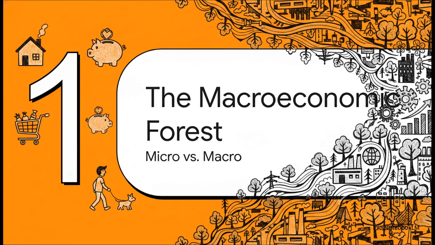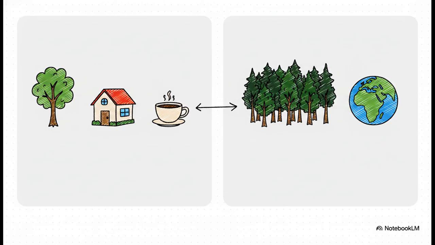Part 1, the macroeconomic forest. To really wrap our heads around this, we've got to completely shift our perspective from our individual day-to-day lives to the massive aggregate whole. Think of it this way. If microeconomics is the study of the individual trees, macroeconomics is the study of the entire forest. In micro, we're zooming in on a single household, a specific business, or maybe just the price of one commodity, like coffee or steel.